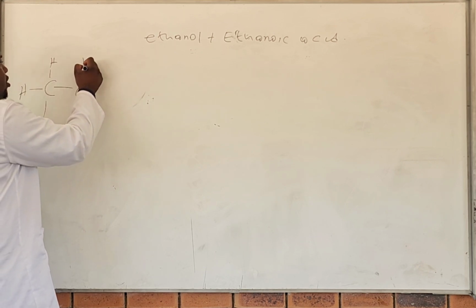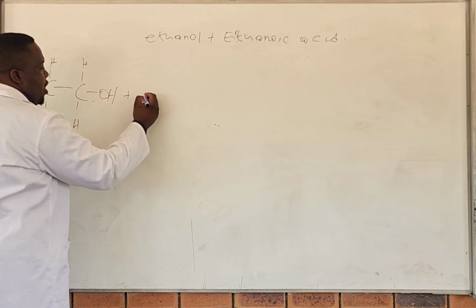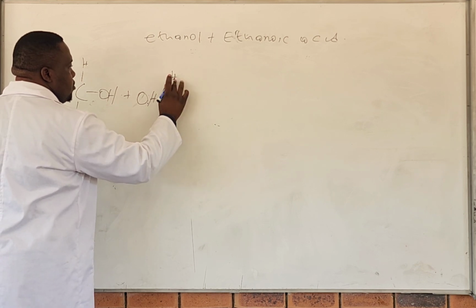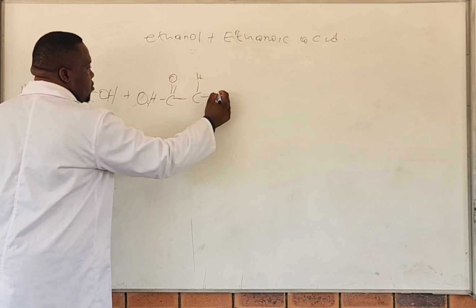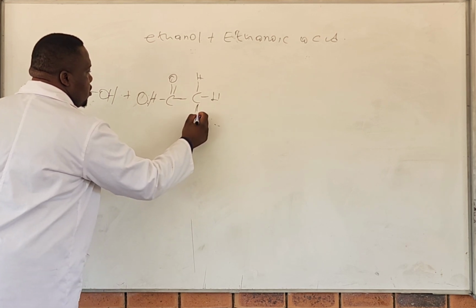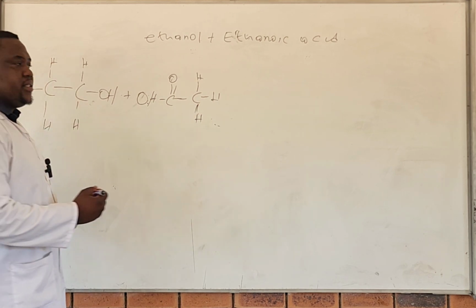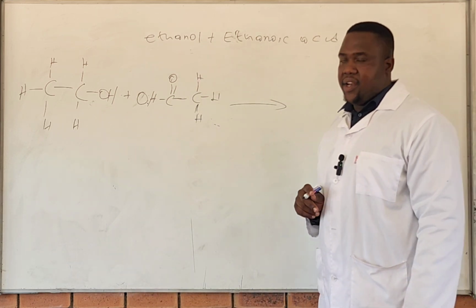Not that I'm just doing the same thing. I just want to use a smaller space. We have OH. Then that's what we have. Can you see? I have reacted ethanol and ethanoic acid to form an ester. So this process is called the esterification process.